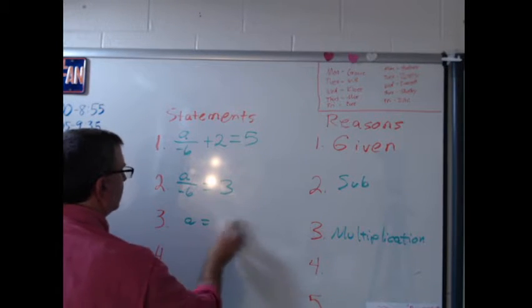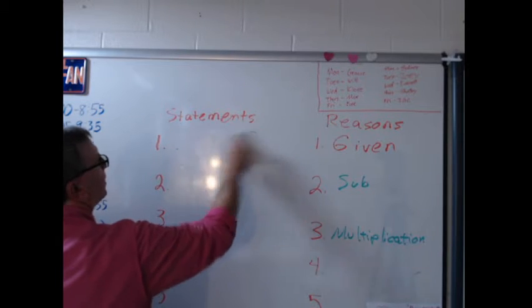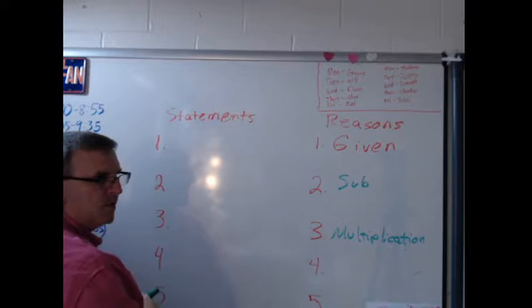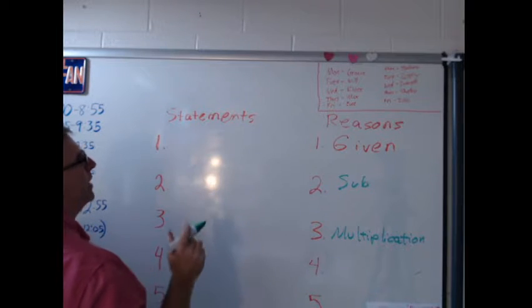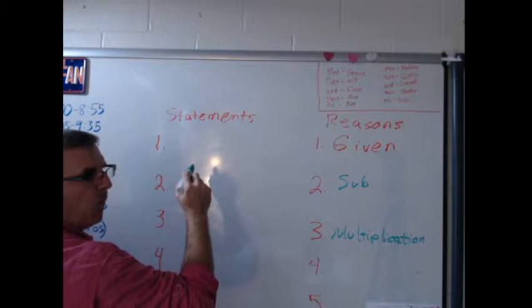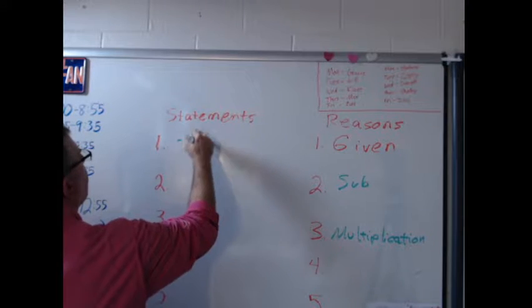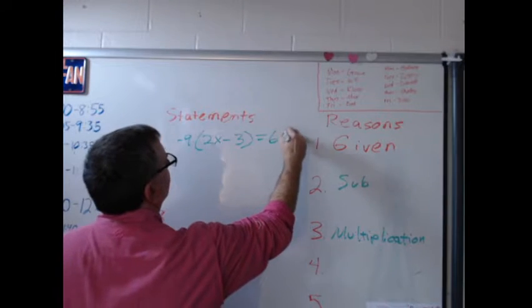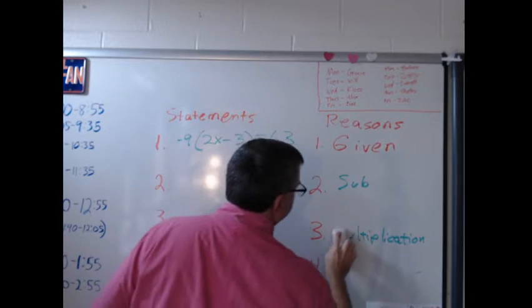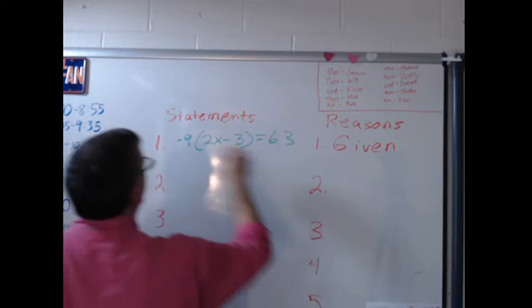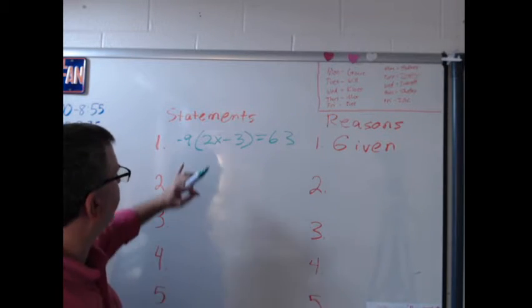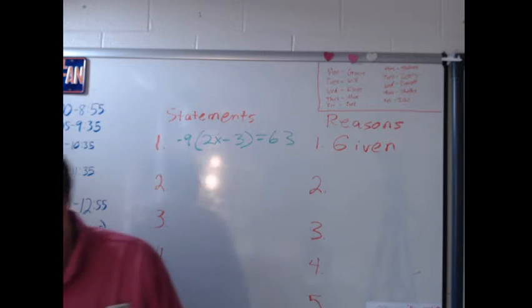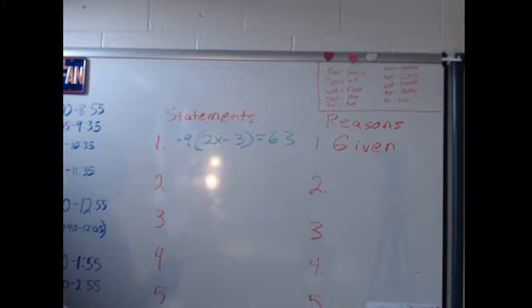Problem 2. All right, Evie, if you could read it off to me. Oh, I'm sorry. This would be number 3 on page 8. The given part? -9 parentheses 2x minus 3 equals 63. Okay. Now, again, always, always, always, your first line under your statements should always be what is given. Okay? And the reason is given. Now, what are we told to prove? X equals -2.